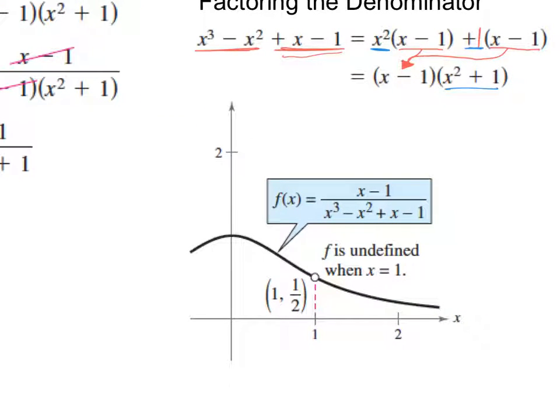Now, as you can see over here, because we got 0 divided by 0, which is undefined. Okay? That's the whole point of this thing. We're getting that indeterminate form, 0 over 0. Notice this is the graph that we have here. And the point (1, 1/2) is the hole.